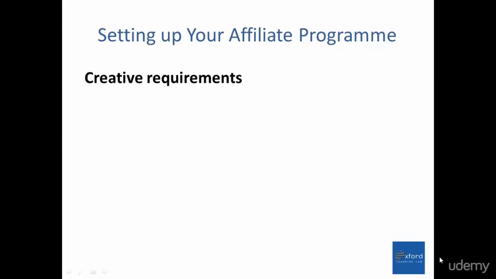So congratulations, you've understood the basics of affiliate marketing, you've understood whether affiliate marketing is right for your business, you've understood whether your website is right for affiliate marketing and maybe made some adjustments, and you've also developed your affiliate marketing strategy. So now we're going to look at actually setting up your affiliate marketing program. There are some various requirements that are going to be needed to set up your affiliate program correctly, and the first of these are creative requirements.